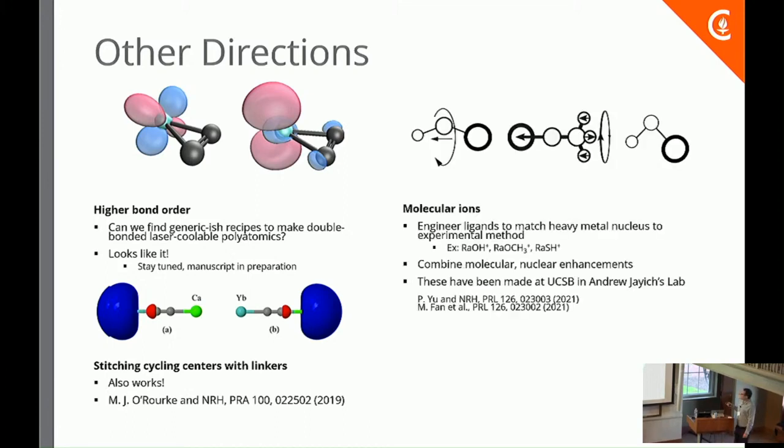And also coming up with ligands that you can attach to a heavy nucleus and then ionize, and tuning the ligand to give you different experimental options. This is something we're doing in collaboration with Andrew J.'s lab at UC Santa Barbara, where he's actually made these molecules with radium. You'll hear something else about heavy, interesting radioactive molecular ions later today.